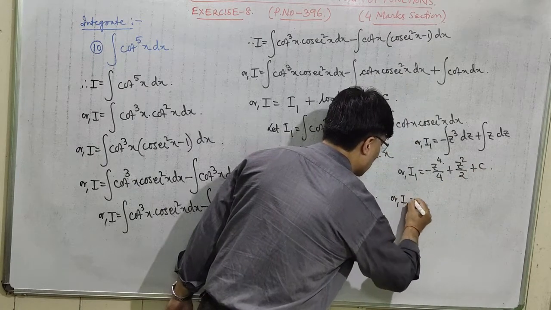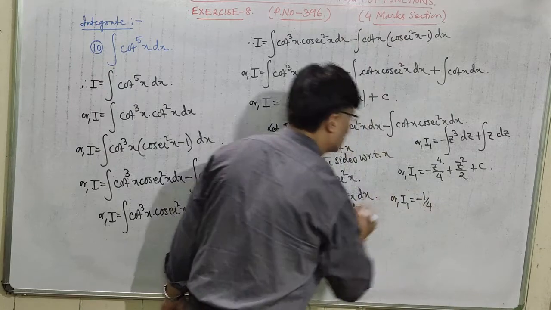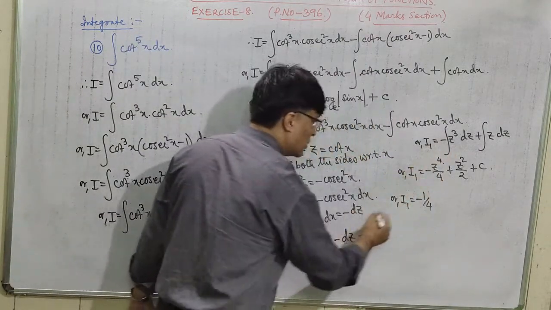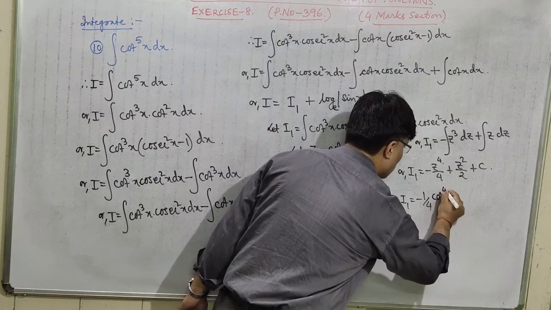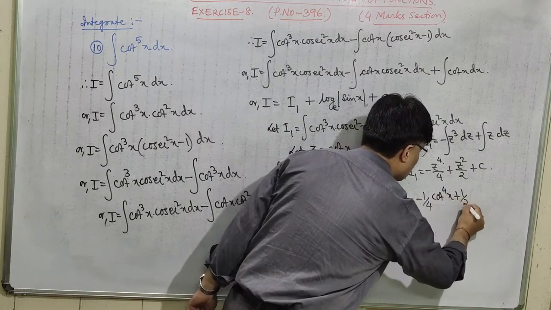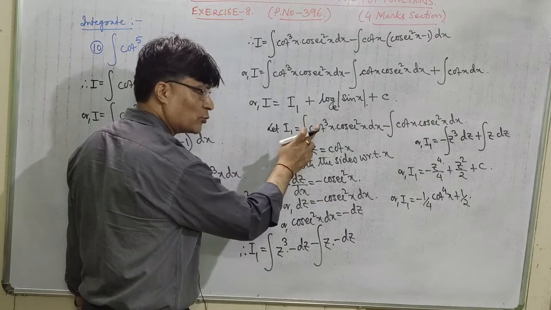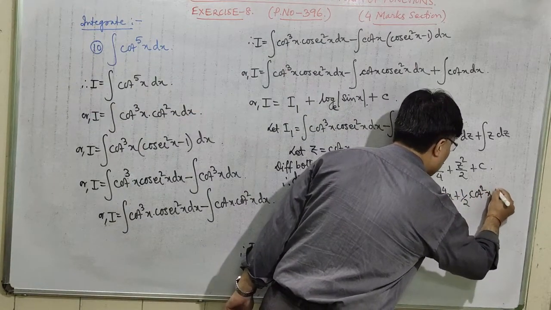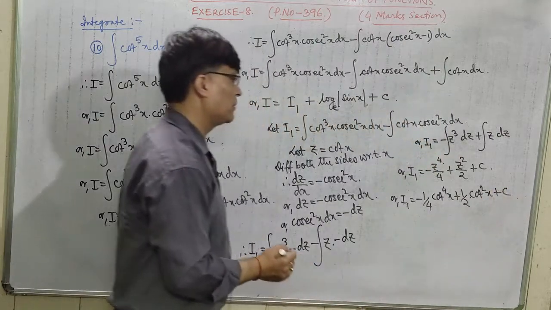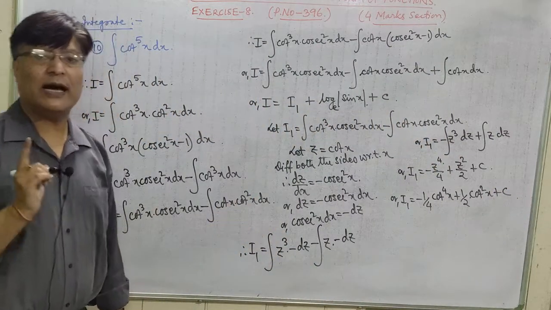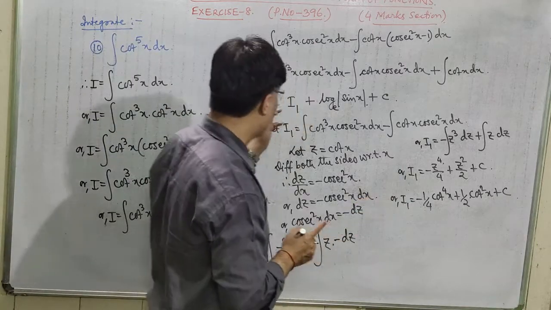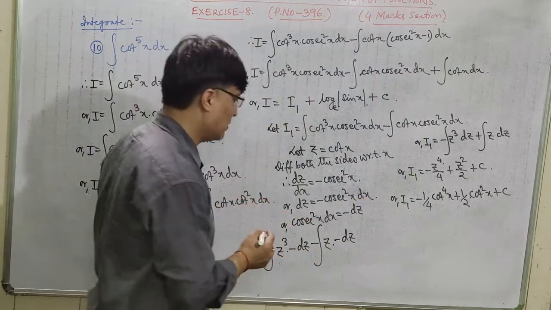So I1 is equal to minus 1/4, what is the value for z here? It is cot x. So z to the power 4 is cot to the power 4 x, plus half into z squared. Since z is equal to cot x, it is cot square x, then plus c. So we have got the value for I1. So let us put this value for I1 in I. That will be the answer, right?